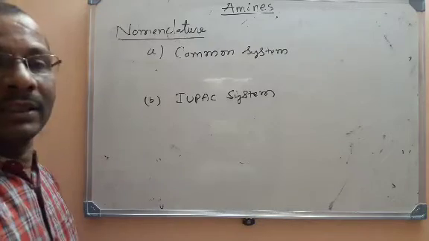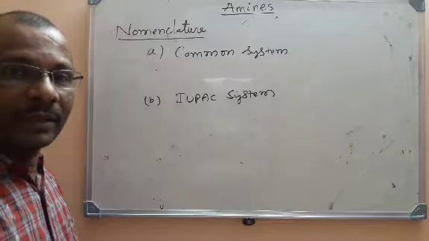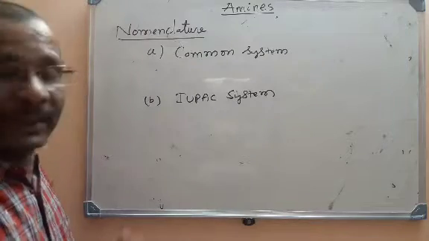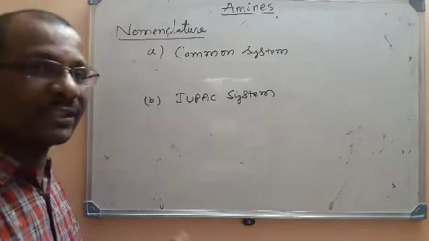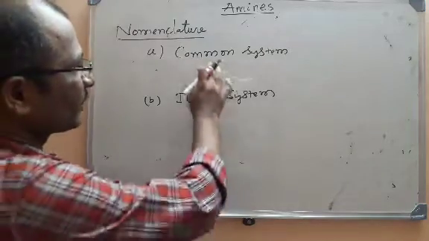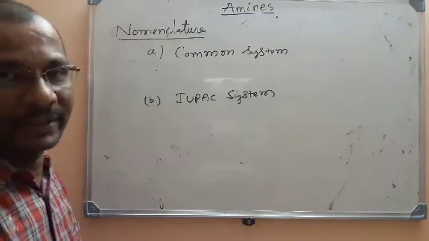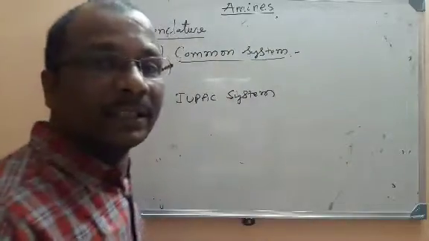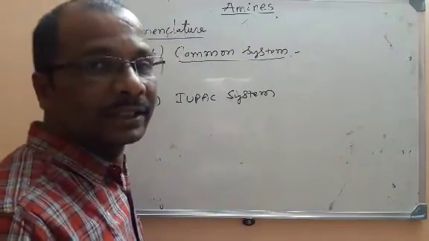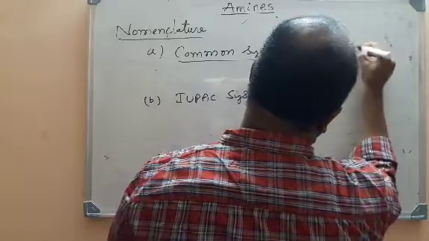Here we separately deal with the primary amines, secondary amines, and tertiary amines, and also we separately deal with the aliphatic primary amines and aromatic primary amines. It is easy to understand them. Now let us go for the common system. Let us talk about the aliphatic primary amines. The aliphatic primary amines in common system are taken as alkyl amines.